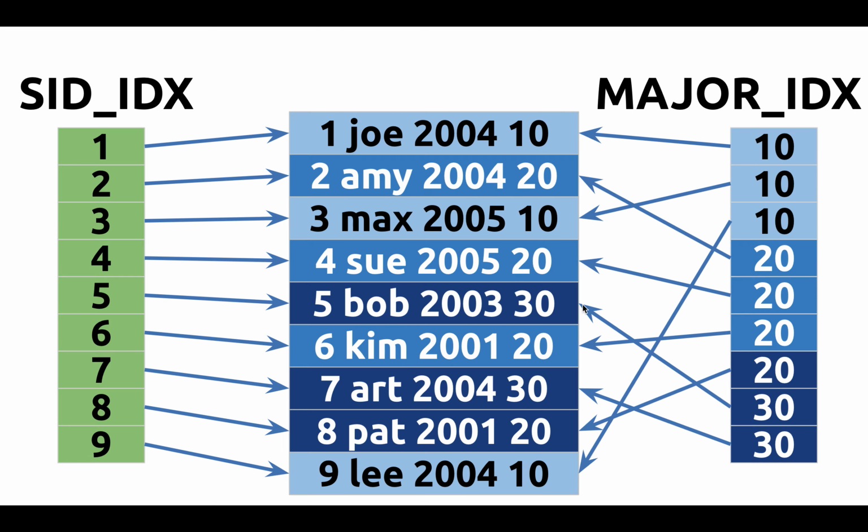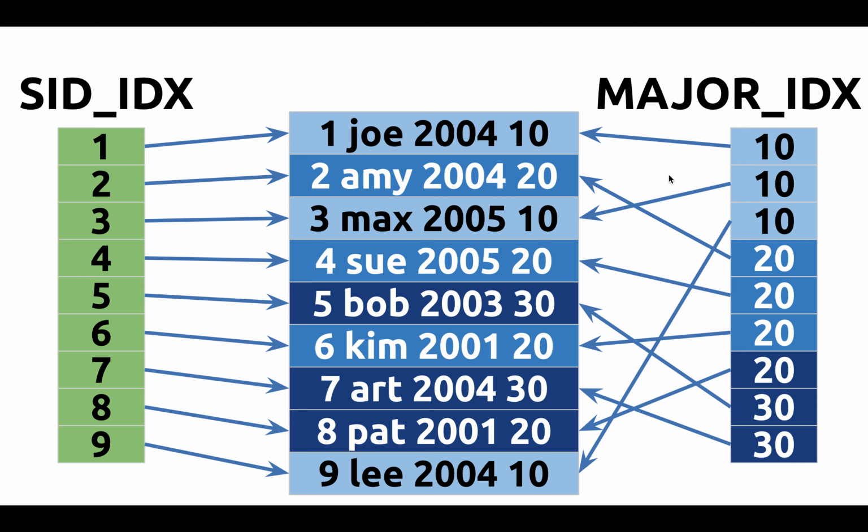So this graph illustrates the use of unique indexes and non-unique indexes on a sample of records. We have 10 records here for Joe, Amy, Max, Sue, Bob. So these are 9 unique students, spread over 3 different departments. We have 2 indices, one on the primary key, student ID, and another index on the non-unique key, the major ID. Notice that on the left-hand side is the unique index. Obviously, each index entry refers to one record. There's a one-to-one mapping between the index and the record that it references.